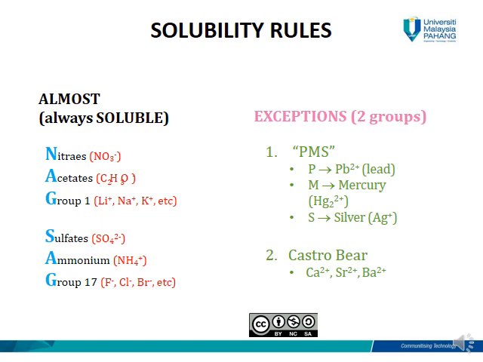Other than that, we also have sulfates, ammonium, and the halogens, group 17. When we talk about solubility, we also have the exceptions, like PMS. P refers to lead ion, M is mercury, and the next one is silver. So these three elements are not soluble in water.